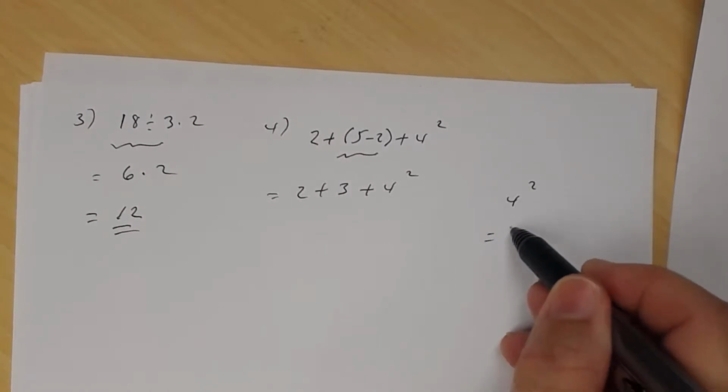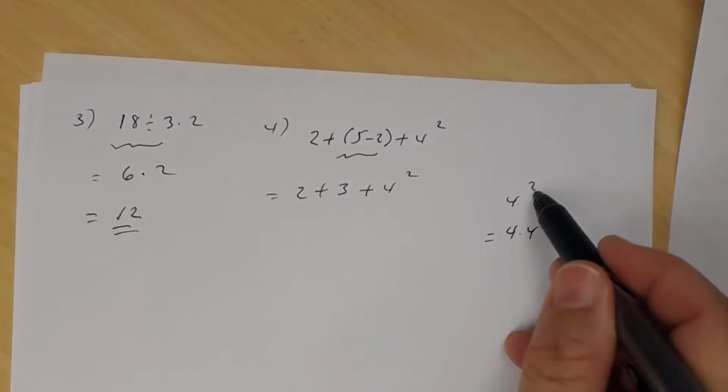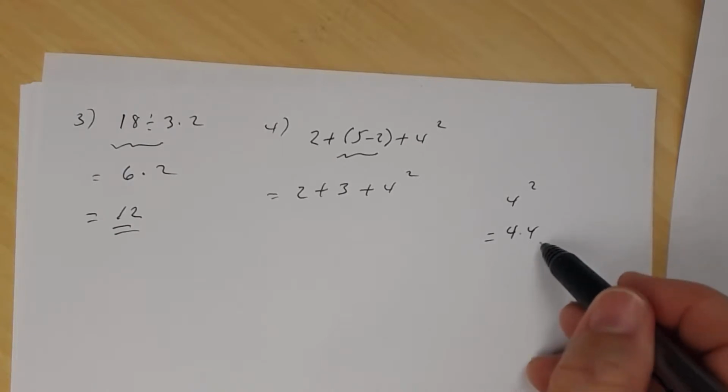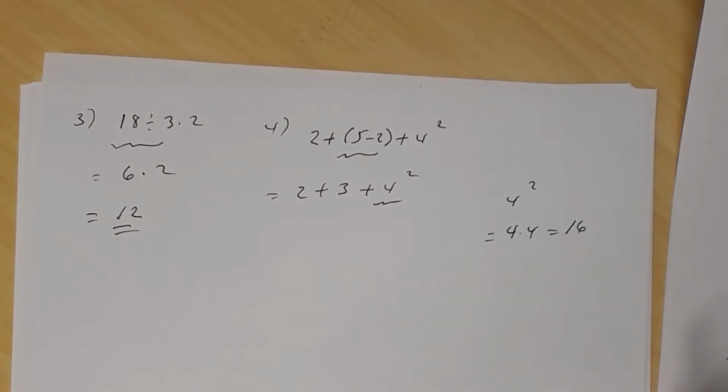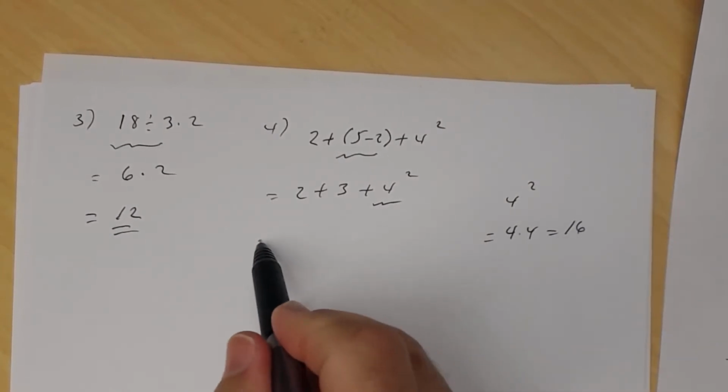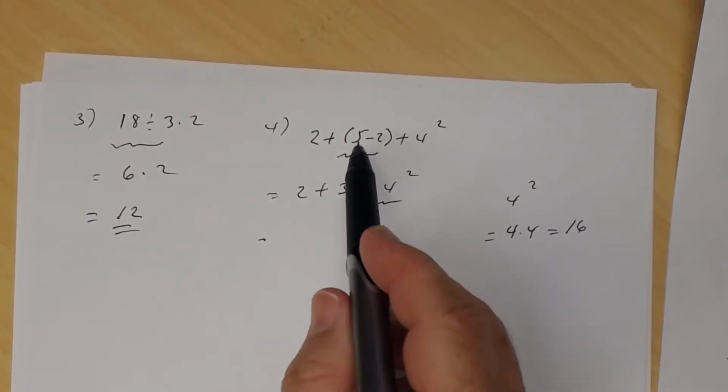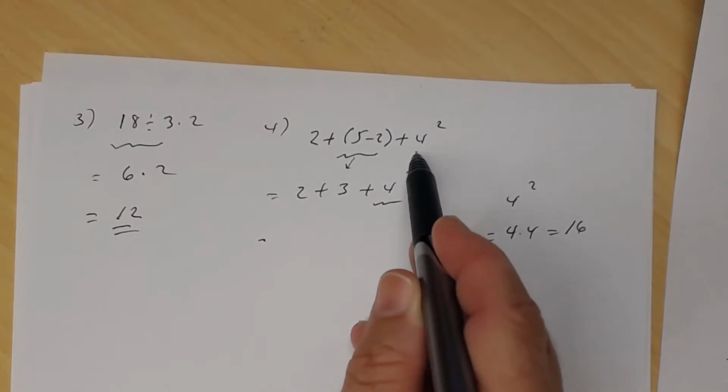So this base 4 occurs as a factor twice. So that means 4 times 4, which is 16. So this right here is going to be 16. Notice I'm doing one thing at a time. I did this first, and now I'm doing this.